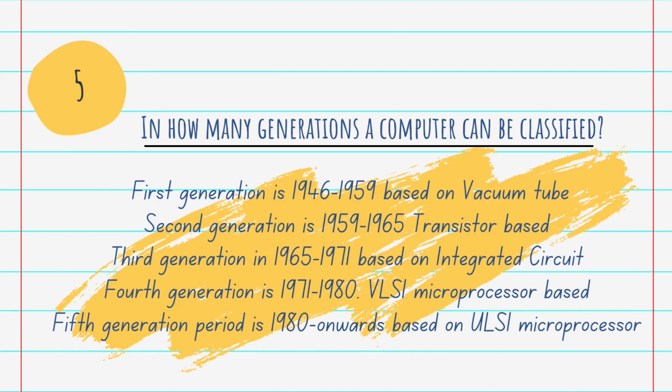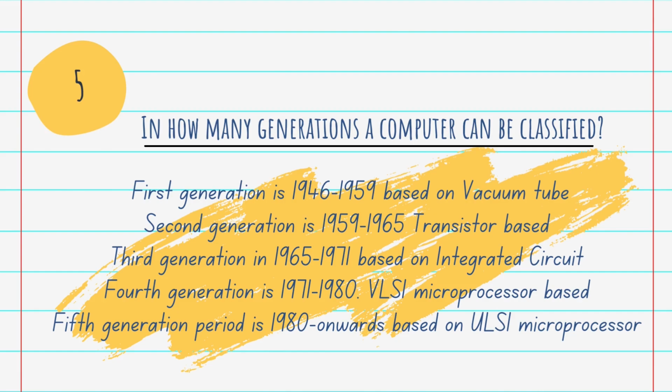Third generation period is based on integrated circuit in 1965 to 1971. And the period of fourth generation is 1971 to 1980, VLSI microprocessor based. Fifth generation period is 1980 onwards, based on ULSI microprocessor.